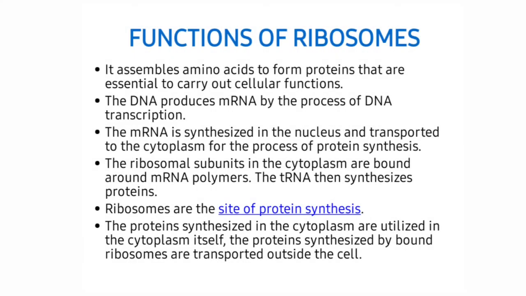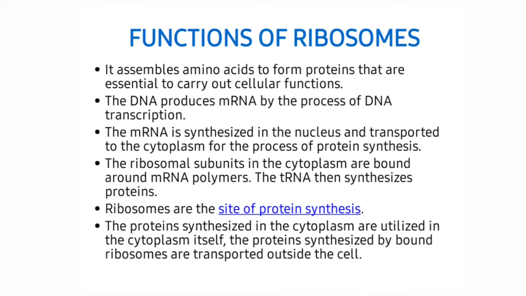What are the main functions of ribosomes? As I already mentioned, ribosomes are mainly involved in protein biosynthesis. The first function is that they assemble amino acids to form proteins that are essential to carry out cellular functions. We all know that proteins are the building blocks of our body. So ribosomes mainly help in protein biosynthesis.